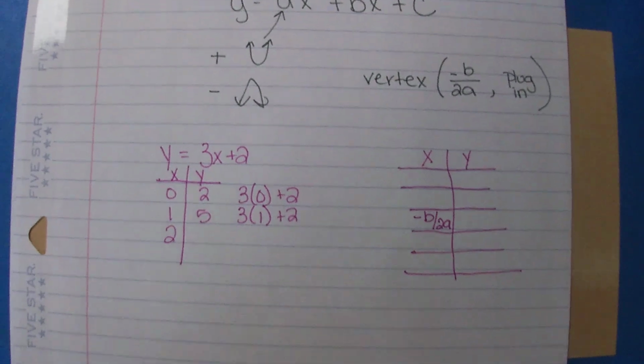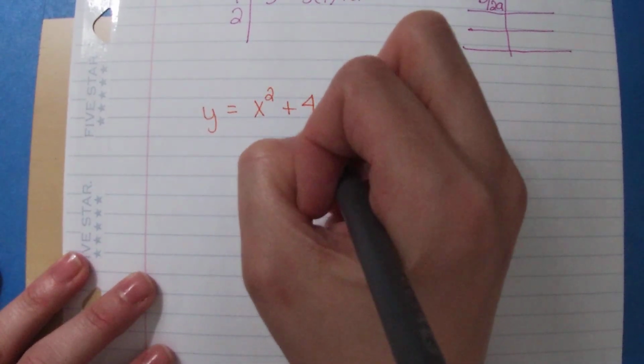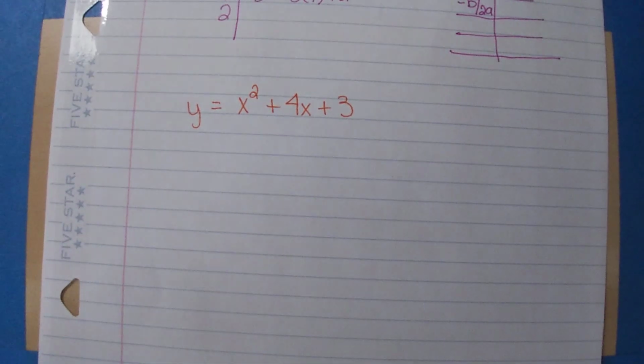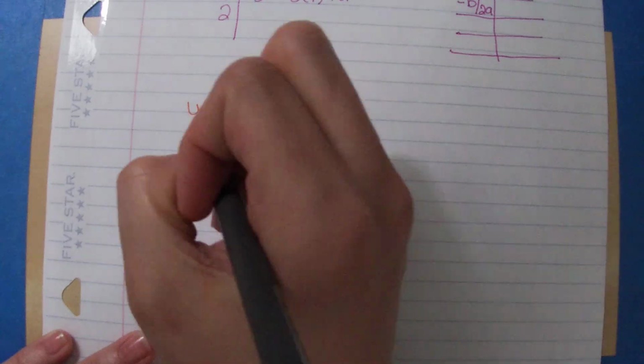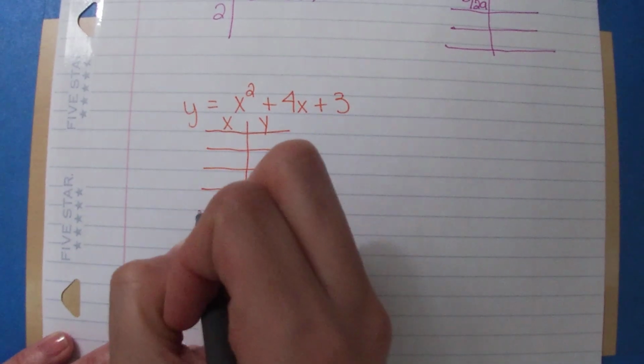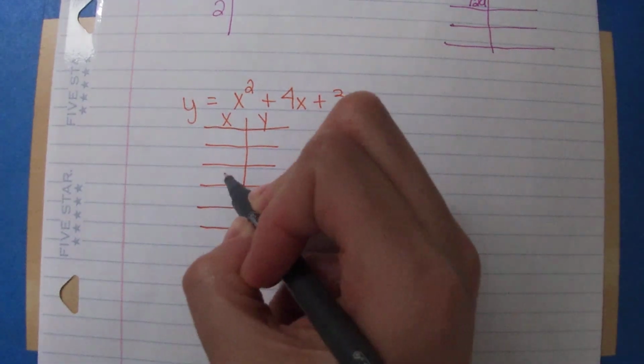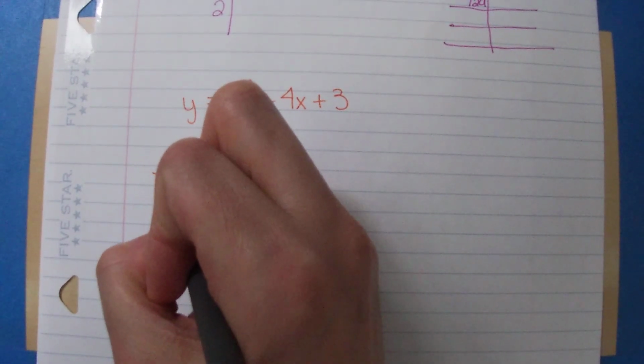It's okay if right now you don't have all the answers. Let's just look at an example. Let's jump in and see what happens. Let's say we want to graph y equals x squared plus 4x plus 3. If we want to graph this, like I said, we are going to make a table with 1, 2, 3, 4, 5. The number that we put in the middle is going to be negative b over 2a.